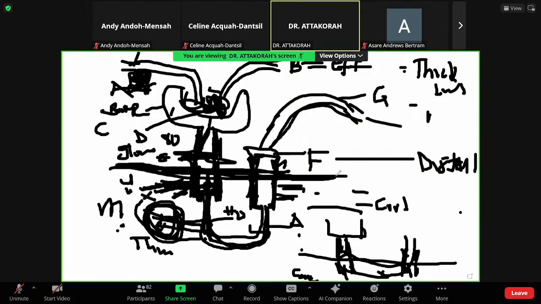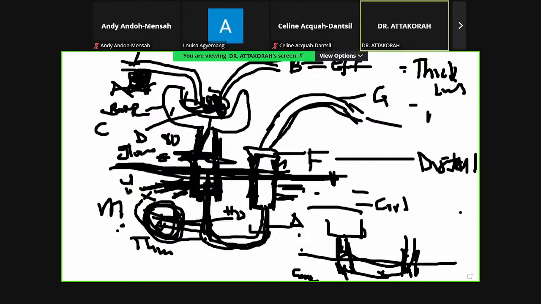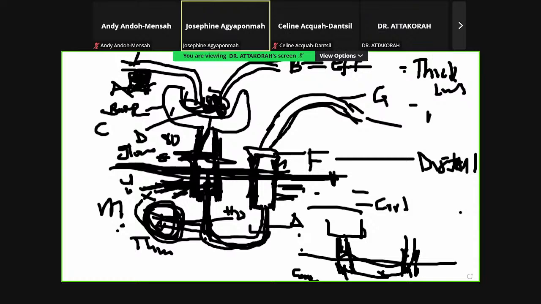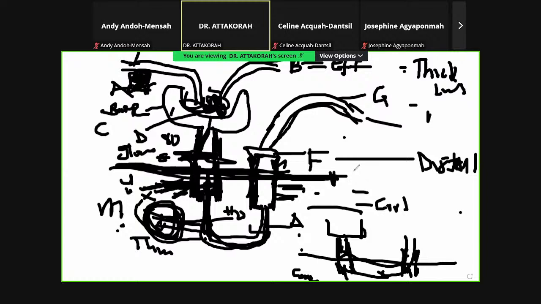This is the junction. Josephine, this is the junction. Josephine, are you there? Yes, Doc, please, I'm here. Good. So understand, this is the junction. The J is the junction. It's just separating the cortex from the medulla.